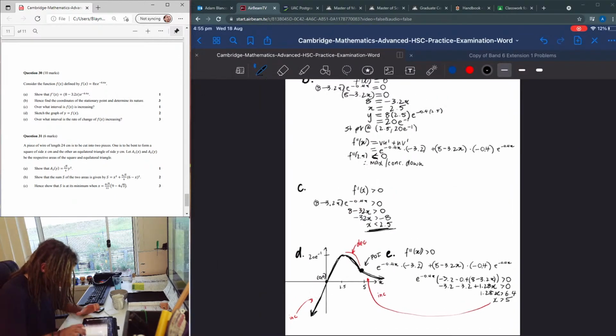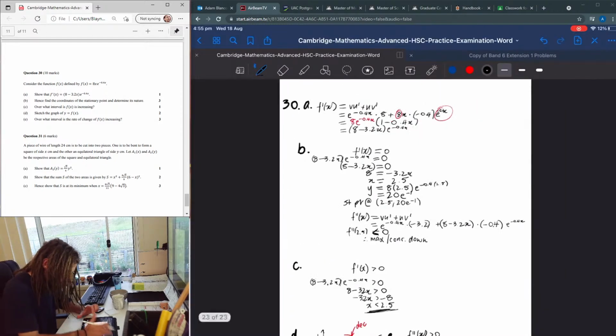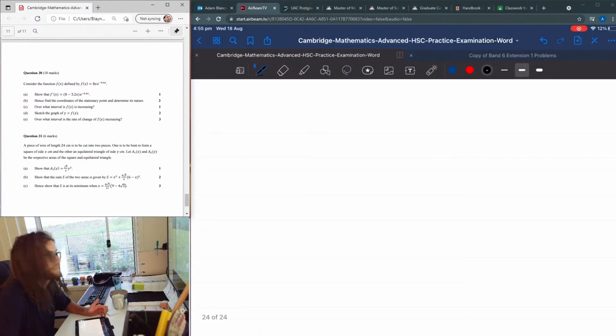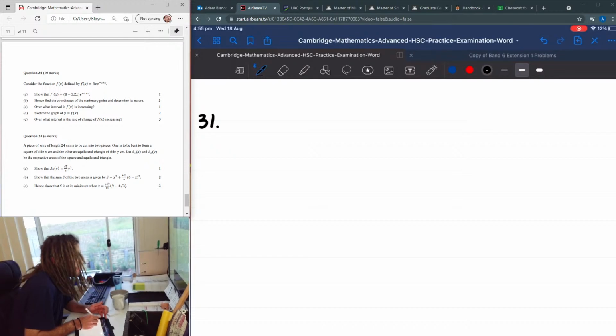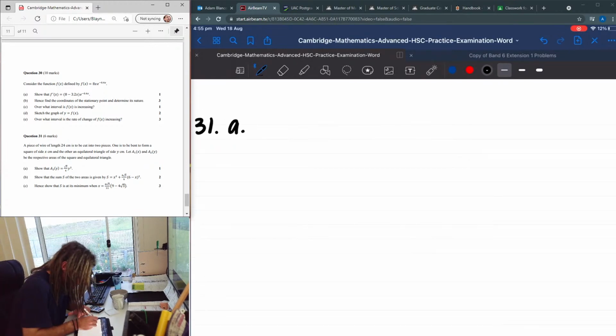Okay, I believe we're up to the last question. 31, max min. Okay, maximum minimum question. Surely everyone's favorite. Well, I haven't got another 30 minutes on this one. 31A. Okay, let's just start with what I'm trying to show. I'm trying to show that A2y is equal to root 3 on 4 y squared.